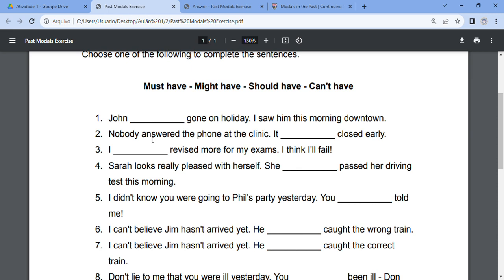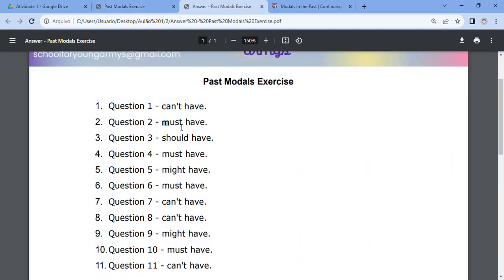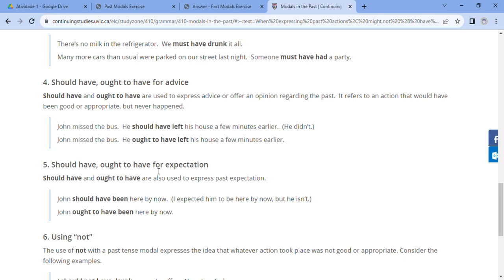Nobody answered the phone at the clinic. So in the past, nobody answered the phone at the clinic. So you think in probability. So it's probable that they closed early. So you need to use the must have. Nobody answered the phone at the clinic. It must have closed early. So must have. Okay, let's go back here.